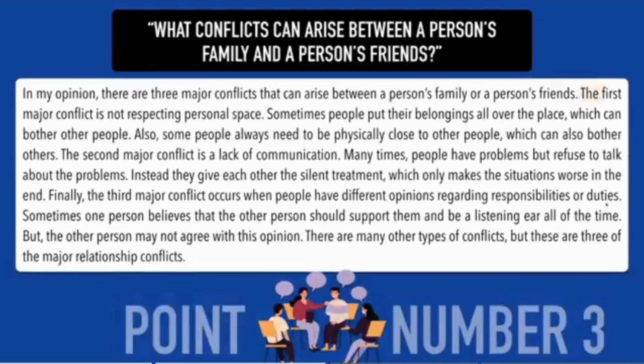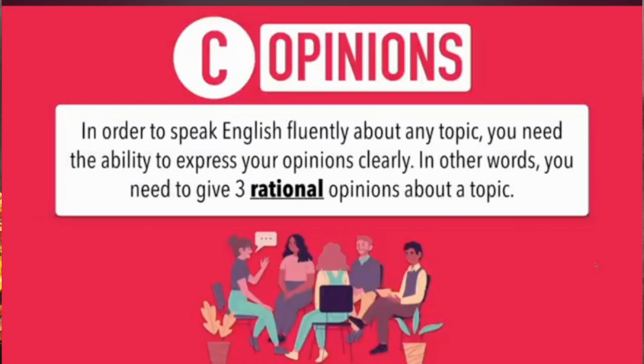Alright, so here we go, opinions. In order to speak English fluently about any topic, you need the ability to express your opinions clearly. In other words, you need to give 3 rational opinions about a topic. Now again, this is talking about another method you can use to speak English fluently as an individual. You have different ideas. Your ideas may be different from other people. This is where your opinions come into play.